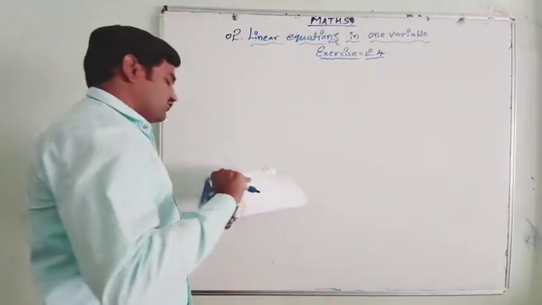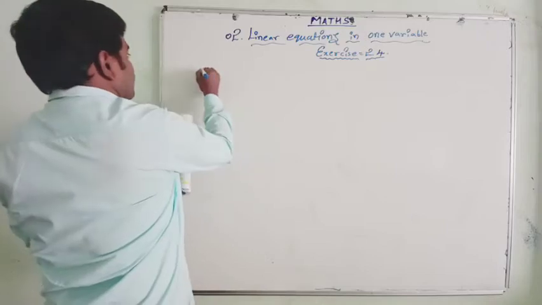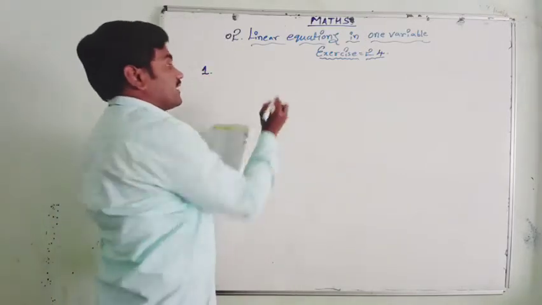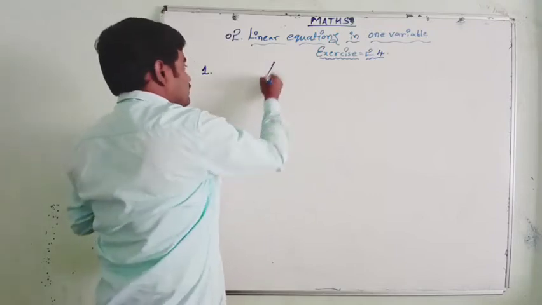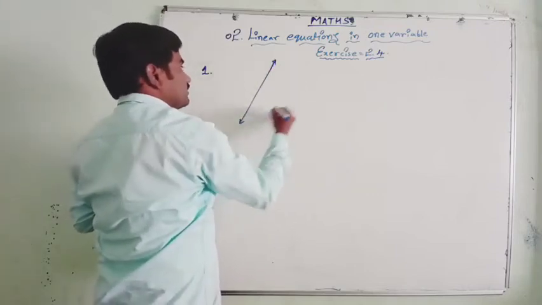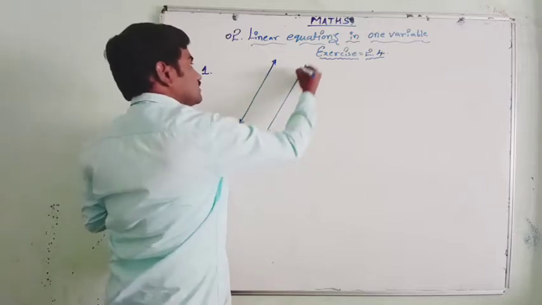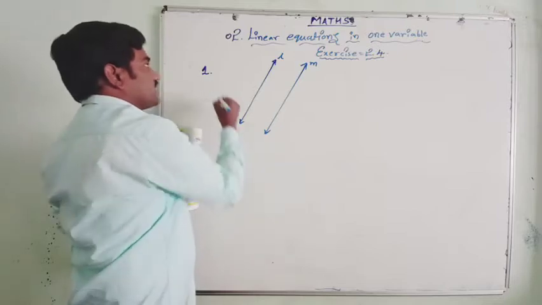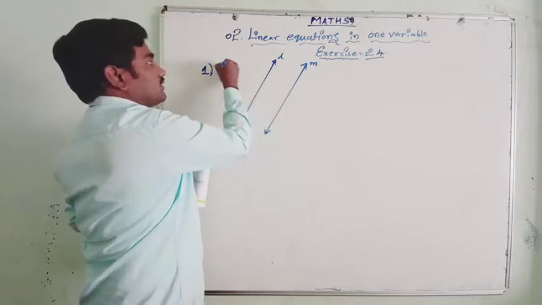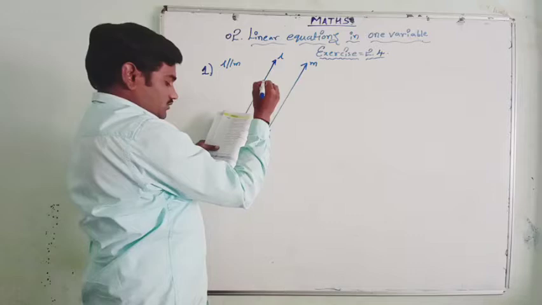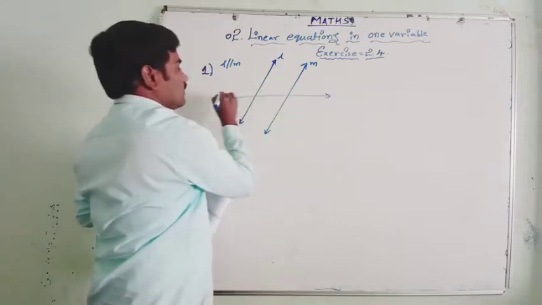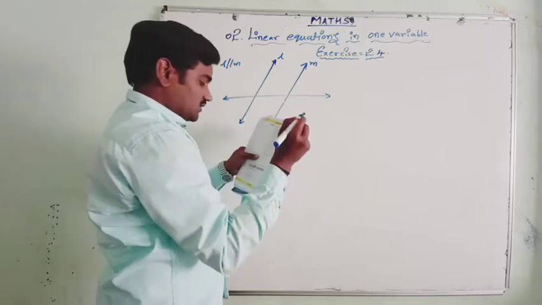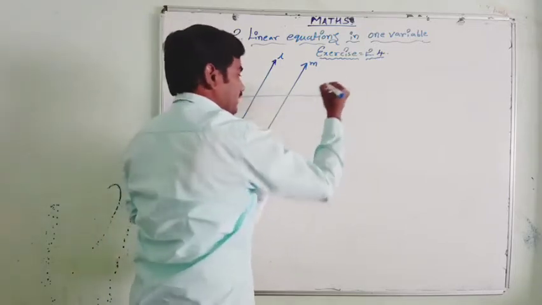Here in the 2.4 first question, find the x value when L is parallel to M. Here I have given two lines, names are L and M, and here L is parallel to M, and you can also see one transversal here. One line is passing through the two parallel lines, so this line is called a transversal. The transversal is here P.